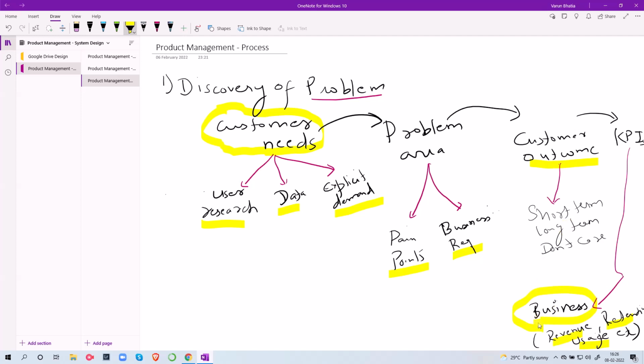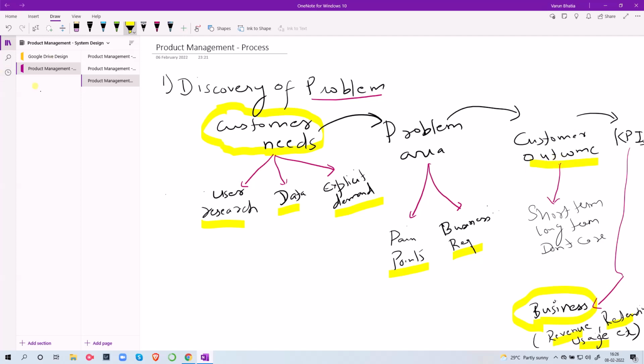But be very careful that if this is not defined in the initial stages, then as and when you progress further into this product management process of identifying and discovering problem areas, these metrics or these KPIs will be lost. If they are not discussed upfront, there is a very good possibility that they'll never be discussed again, right?